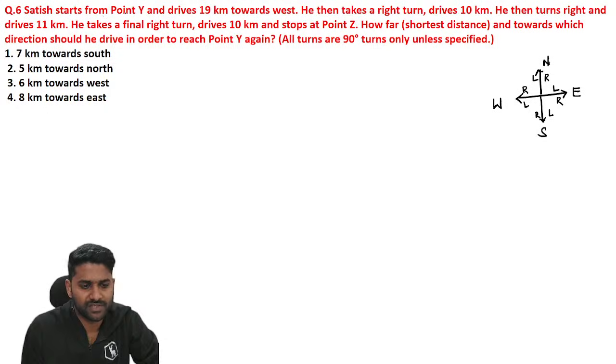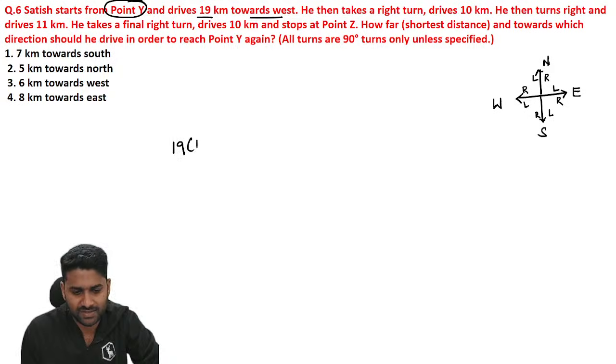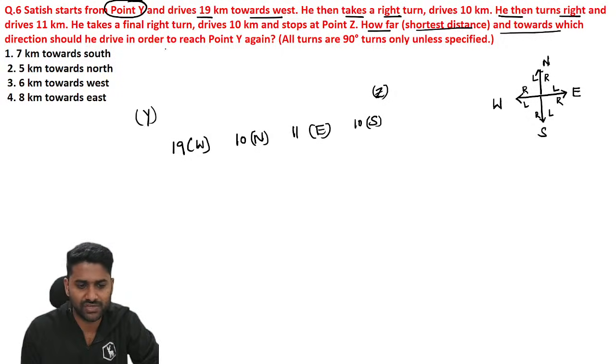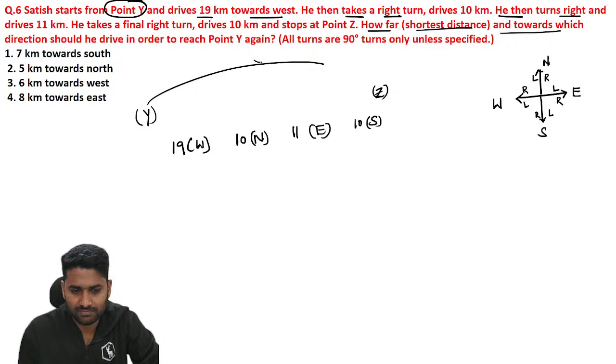The first information starts from point 1, drives 19 kilometers towards west, and takes a right turn. Right side of west is north and covered 10 kilometers. He turns right again. So right side of north is east and covered 11 kilometers. And finally one more right turn. So it's south and exactly 10 kilometers they covered. And they spot Z. Now the question: how far, the shortest distance, and towards which direction should the point Y be? So what is the direction here?